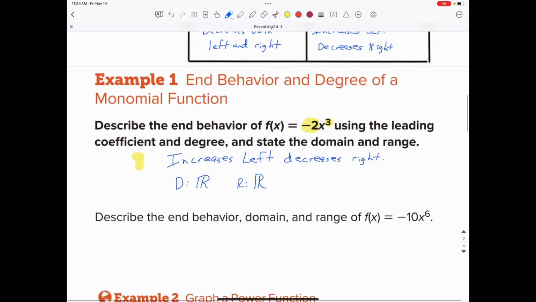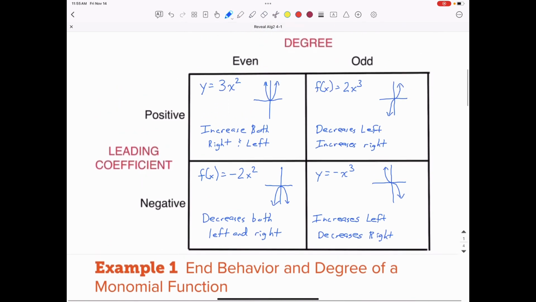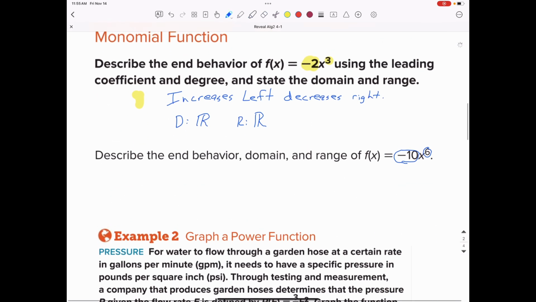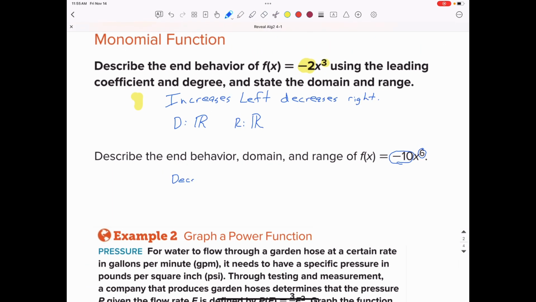The next one is describe the end behavior, domain, and range of f of x equals negative 10x to the sixth power. So what do we have here? We have a negative lead coefficient and an even degree. A negative lead coefficient and an even degree puts us in the lower left-hand box. And in that case, it's going to decrease both left and right. So we would describe the end behavior as decreases both left and right.